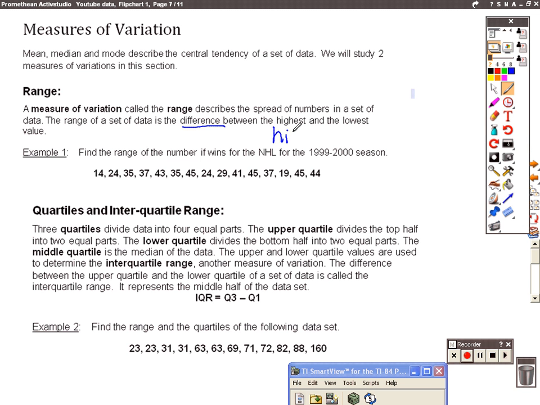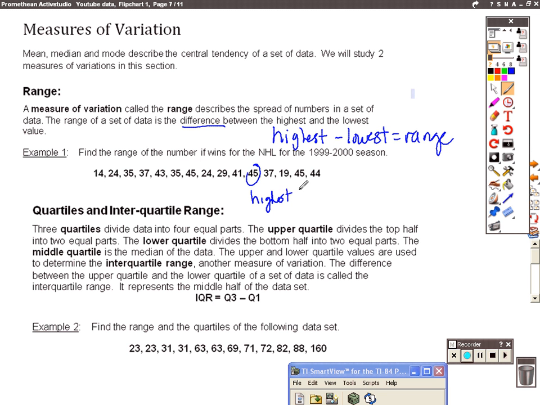So in other words, you want to take the highest value in the data and subtract the lowest value in the data, and that gives you the range or the spread of the data. So in this example, find the range of the numbers of wins. We want to find the highest value in the data. So let's see, 45 appears to be the highest.